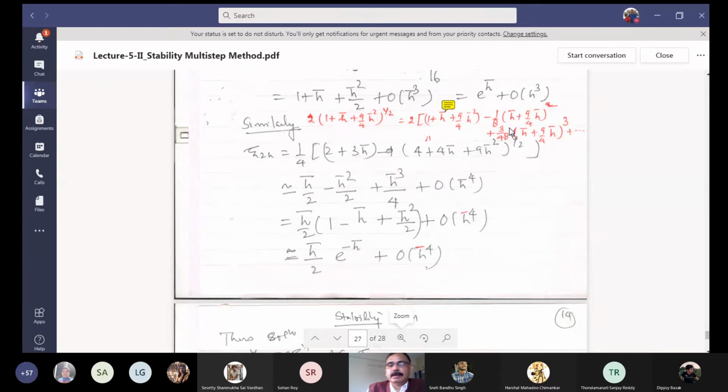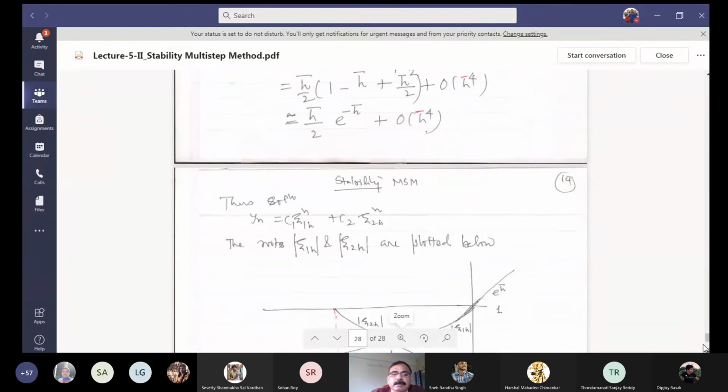Okay. So this will become e to power minus 1 minus h bar plus h bar square by 2, and other terms are there. So this we may write as e to power minus h bar. So h by 2 e to power minus h bar plus capital order h bar power 4. Right. So both the solutions we have already seen. Now we'll write the general solution. General solution will be C1 xi1 to power n, C2 xi2h to power n, right?